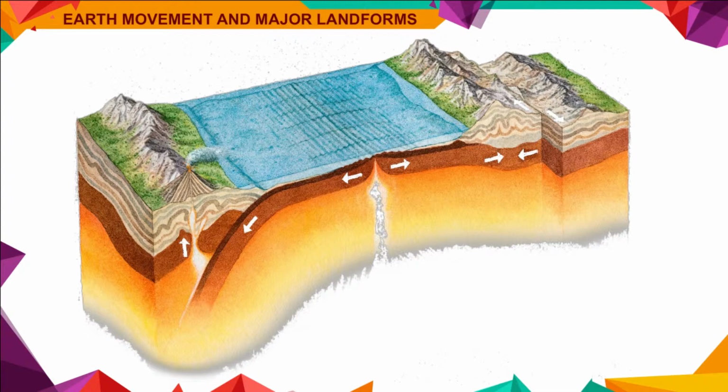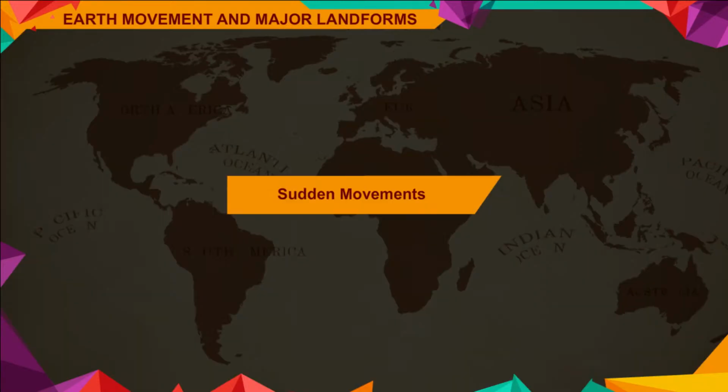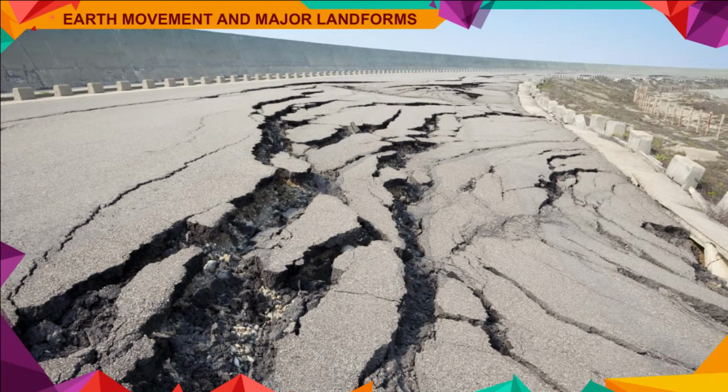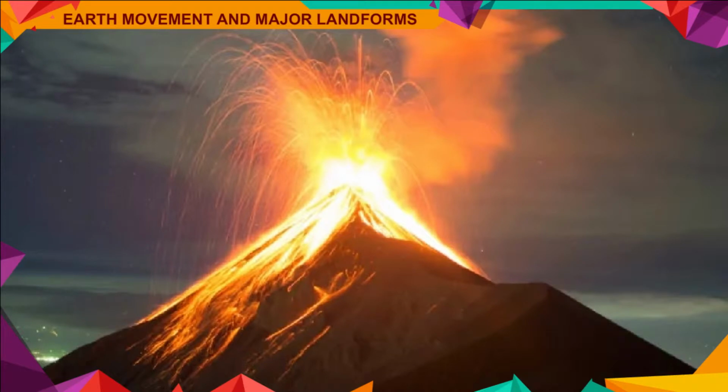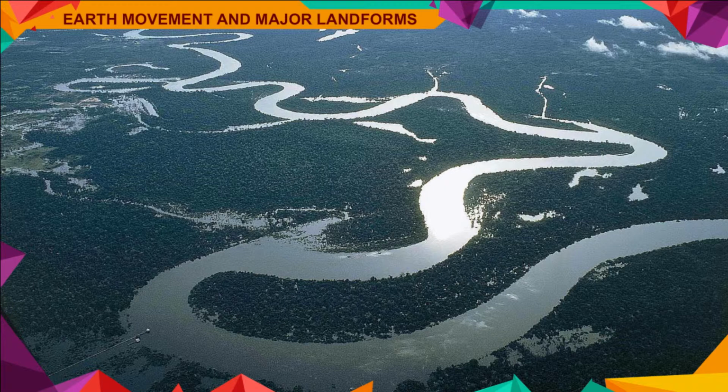Tectonic movements can be divided into two types. Sudden movements. They bring abrupt changes on the Earth's surface. Earthquakes and volcanic eruptions are examples of these movements. Such changes can cause a part of land to be fractured or the course of a river to be changed.